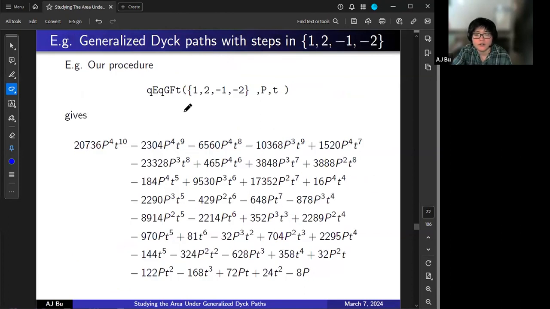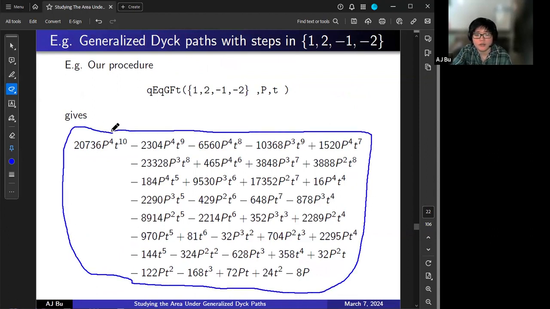So, for example, again, our set of steps being 1, 2, -1, -2, we can use our procedure Q, EQ, G of t, and we're going to get this output. And that would be an example of an output.